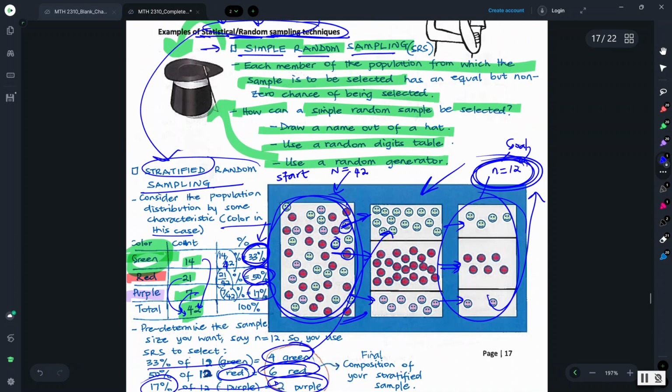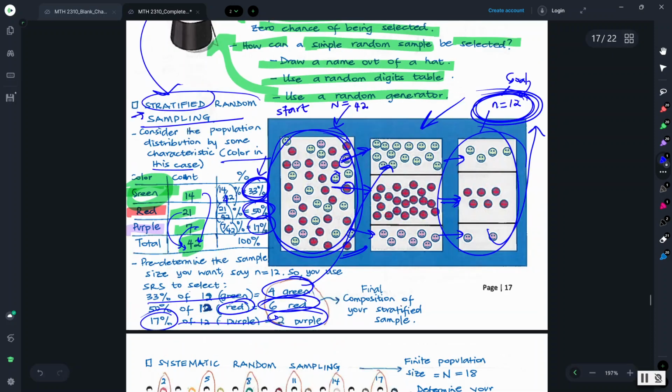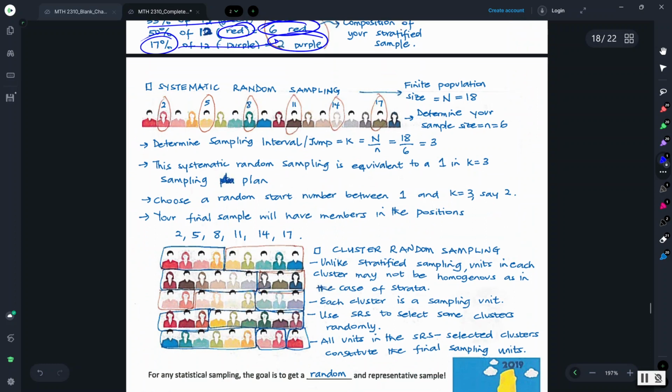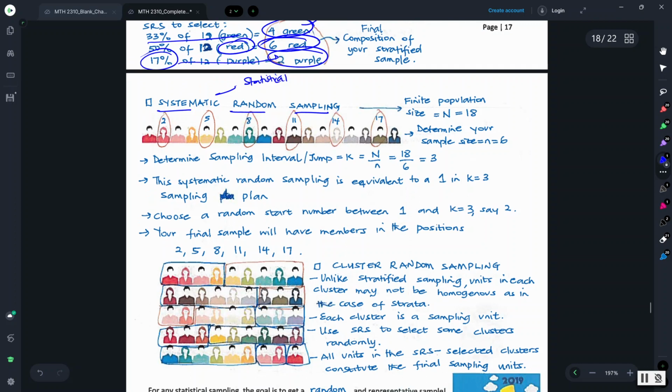Now, besides simple random sampling and stratified random sampling, which are foremost examples of statistical or random sampling techniques, we also have systematic random sampling, which is also another example of a statistical or random sampling technique. So how do we carry out a systematic random sampling plan?